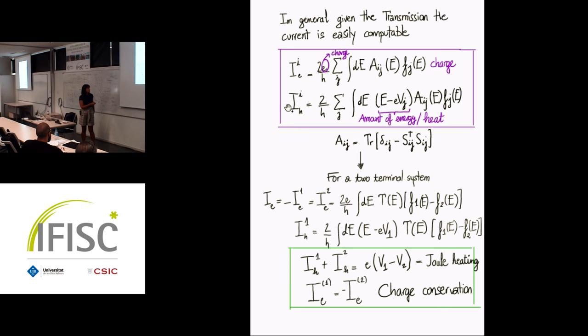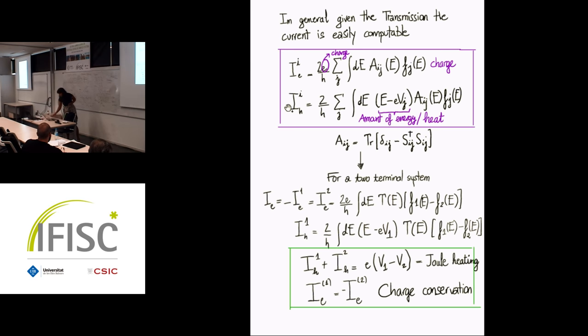So if you consider that your system is charge conserving, then you can see that in a two terminal system, the currents in the left and in the right are the same with opposite signs. And also, if you sum all the heat currents, you end up with the dissipating term, that is the joule heating term. Okay, so this is for a two terminal system in the framework of the scattering matrix theory. And this is something that is easily handled, because at the end, to obtain all the currents in the stationary state, you just need the scattering matrix.